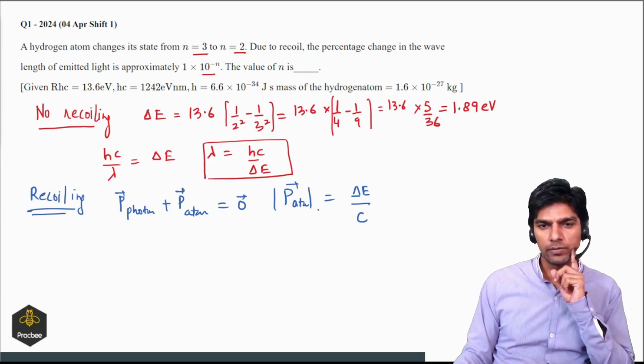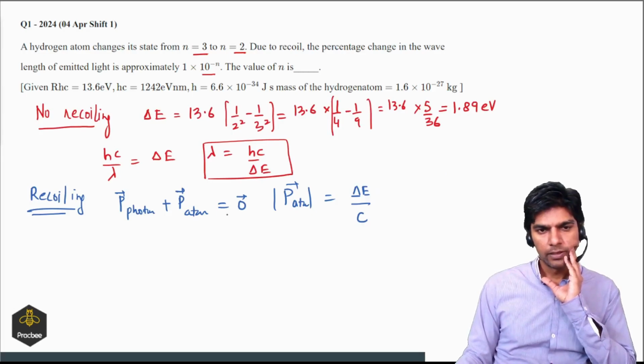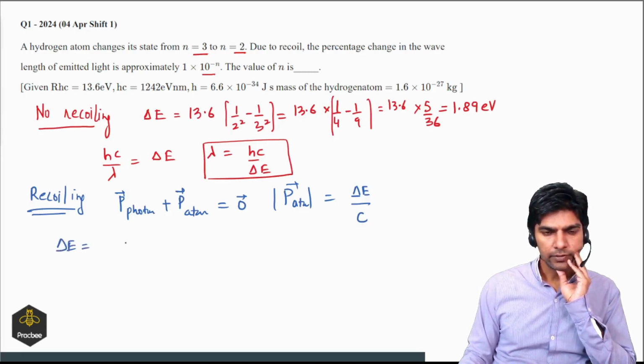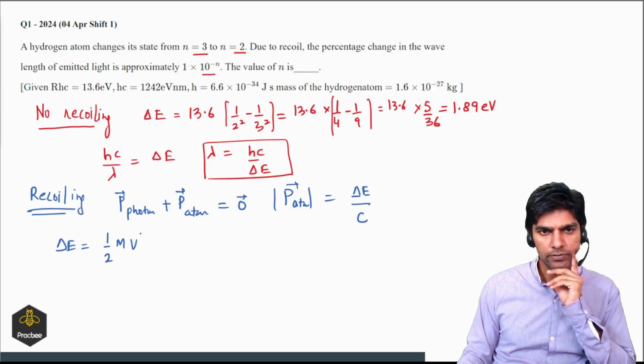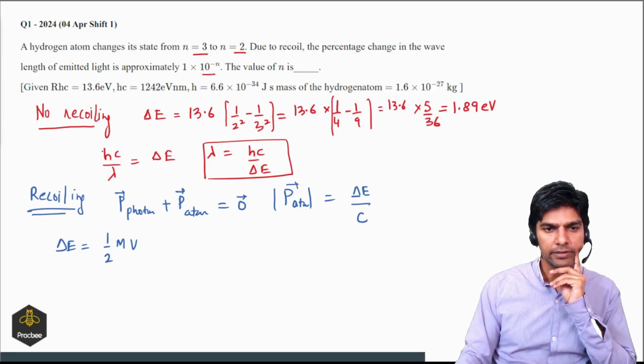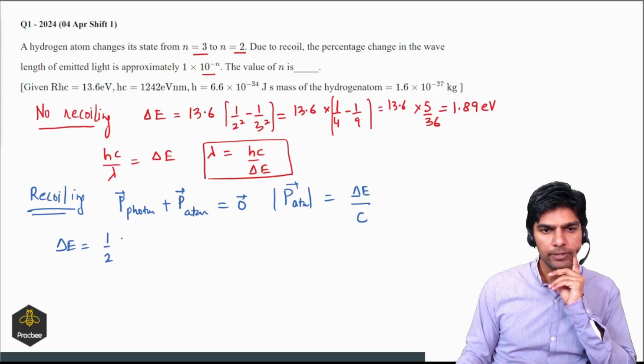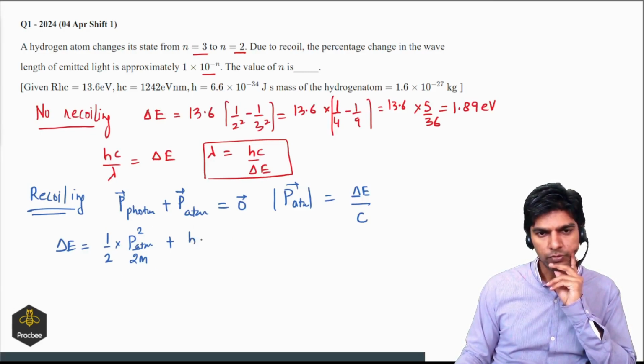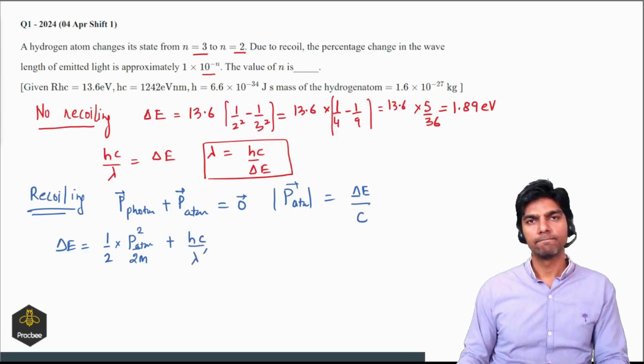It will be same as the momentum of the photon. So here we can see delta E will be half mass of the atom times the velocity squared, or we can also write this in terms of the linear momentum. So this will be half times p square by 2m, where p is the momentum of the atom. So this is the kinetic energy of the atom, and then the energy of the photon. Energy of the photon will be hc by lambda prime, right? That is the energy.